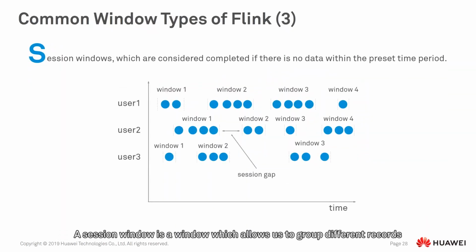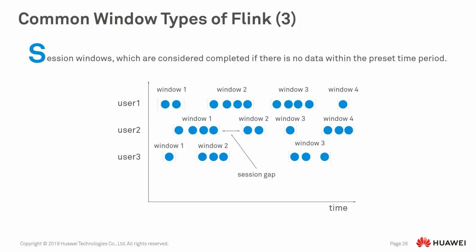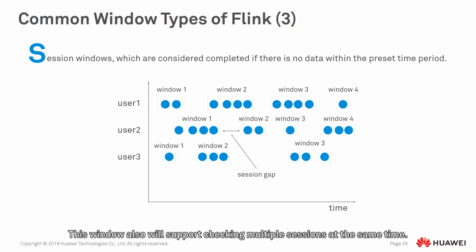A session window is a window which allows us to group different records from the stream for a specific session. This window will start when the session starts and evaluate it when the session is ended. This window also will support checking multiple sessions at the same time. Session windows are often used to analyze user behavior across multiple interactions bounded by session.